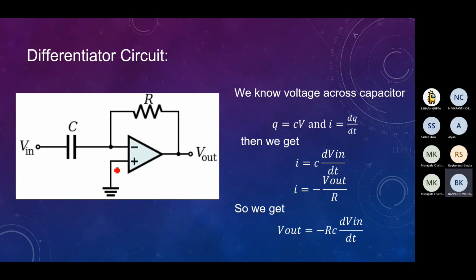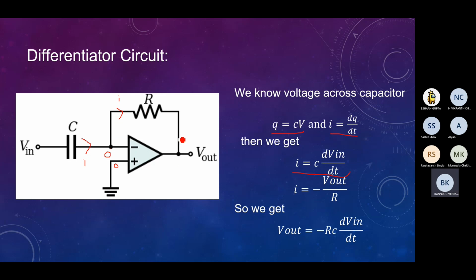If we take the voltage here equal to 0, the voltage here will be 0. So the current I here will be equal to the current I across the resistor, since there will be no current flowing through the amplifier. As we know, Q equals CV and I equals dV by dt. So the current across a capacitor will be C times dV by dt.